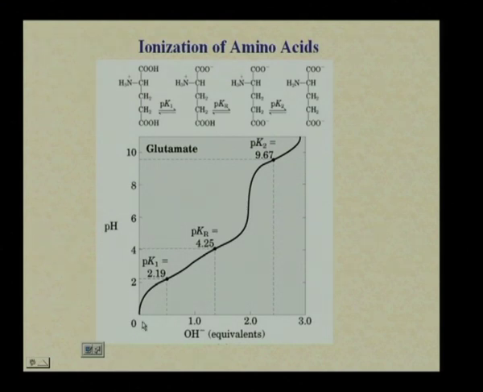So, what do I have in my curve here? I have a pK1 value. I have a pKr value. What is the pKr? R is the side chain, so it corresponds to the side chain. Then we have a pK2 value corresponding to the amine. Okay.